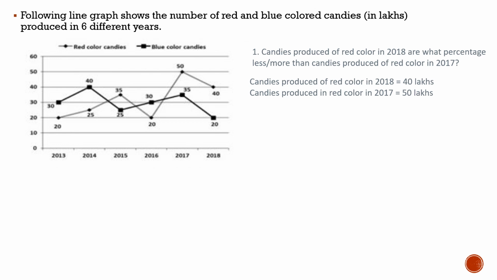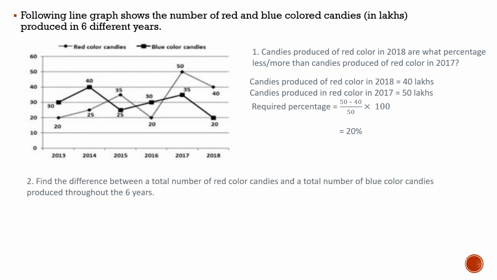The difference is 50 minus 40, that is 10 lakh. And to find the percentage, 50 minus 40 divided by 2017's sale, that is 50 into 100. So 10 by 50 into 100 is 20%. So that means there is 20% less candies produced in 2018 compared to 2017.